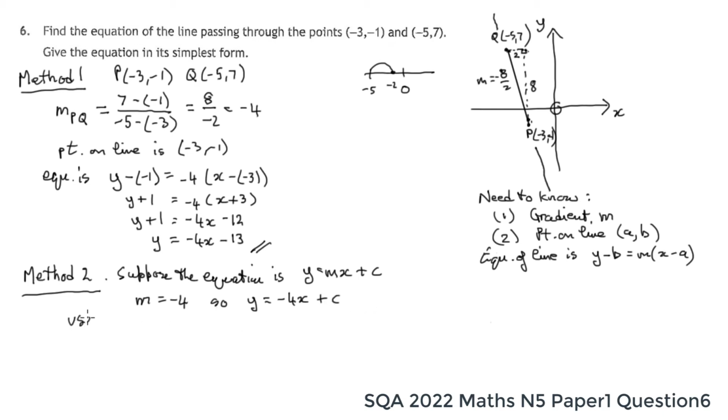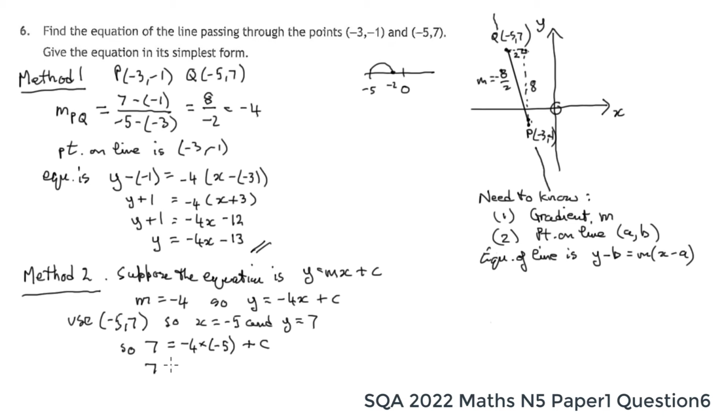We'll now use one of the points. Let's use (-5, 7). It lies on the line, so its coordinates, x and y, must satisfy this equation. So in this case, we have to put in x equals negative 5 and y equals 7 into this equation. So 7, that's your y, equals negative 4 times x. In this case it's negative 5 we're putting in, plus c, and c is the constant at the end that we don't know as of just now.